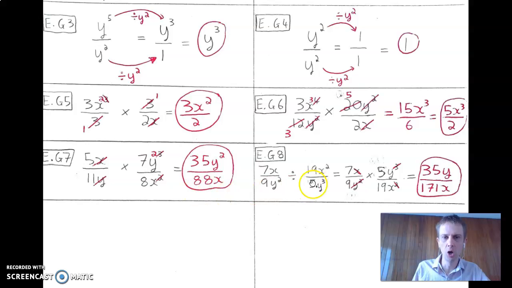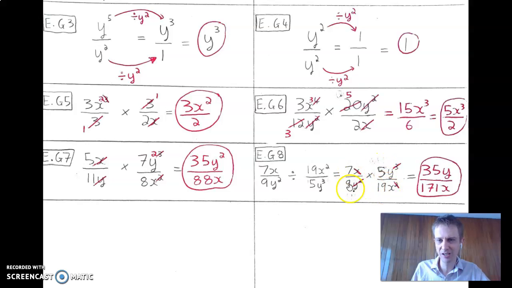Okay. This one here is from the second page. The second page is the same as the first page. All you've got to do for your first step is change the division to a multiplication and flip your second fraction. Okay. Then let's take a look.